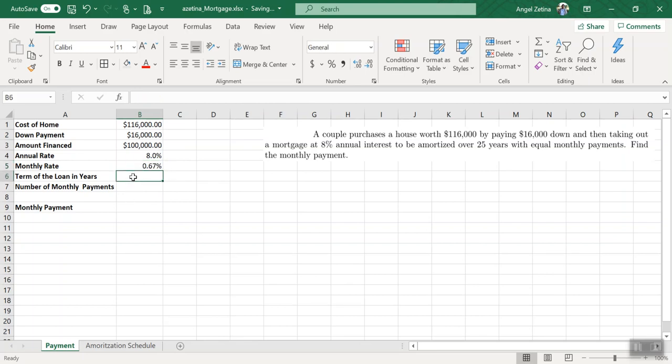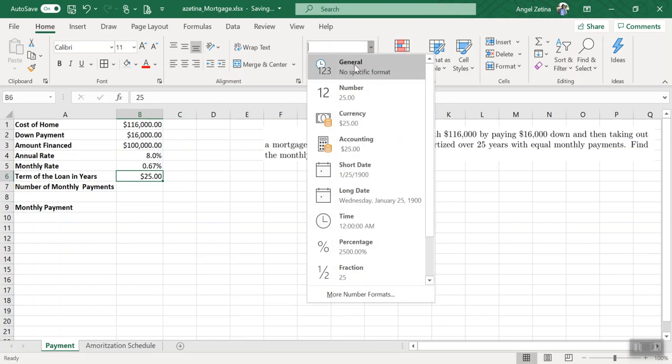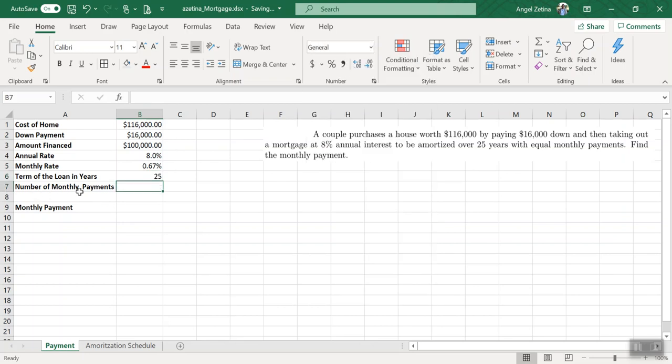The term of the loan is 25 years. Notice it gives me a currency format, so let's change it to general. And to get the total number of monthly payments, we're going to take the term of the loan and multiply it by the frequency of conversion, so by 12. That gives us a total of 300 payments.